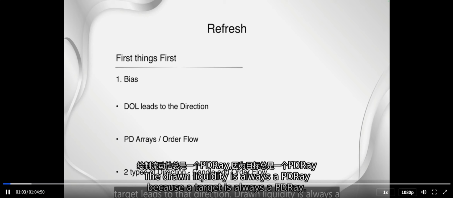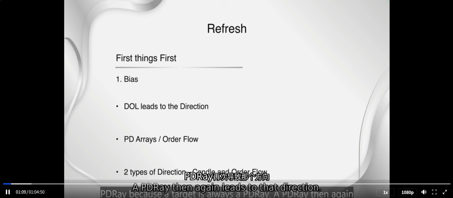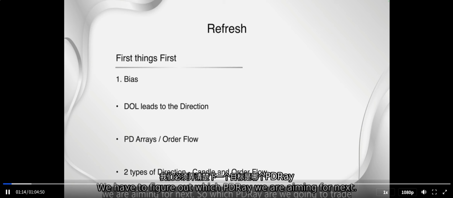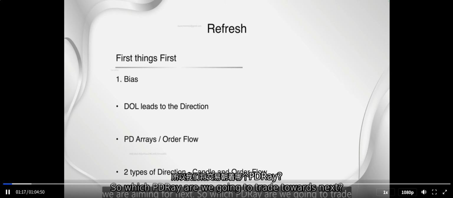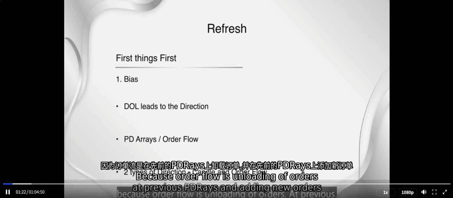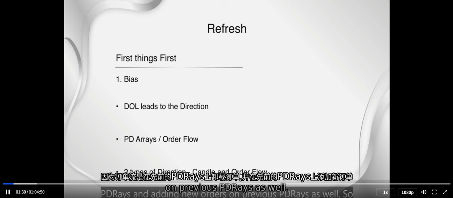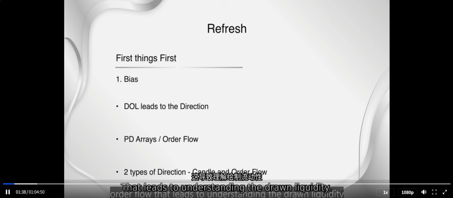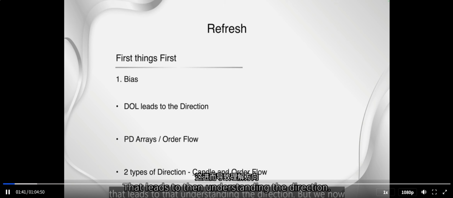Because the drawn liquidity being the target leads to that direction. The drawn liquidity is always a PD ray because a target is always a PD ray. A PD ray then again leads to that direction. We have to figure out which PD ray we are aiming for next. So which PD ray are we going to trade towards next? That leads to the understanding of order flow, because order flow is unloading of orders at previous PD rays and adding new orders on previous PD rays as well. So which PD ray are we going to trade towards next, leading to order flow? That leads to understanding the drawn liquidity. That leads to then understanding the direction.